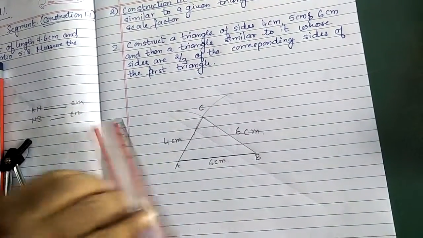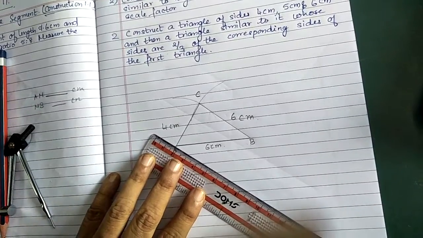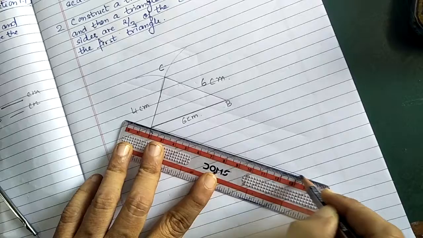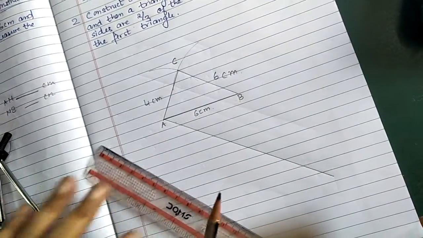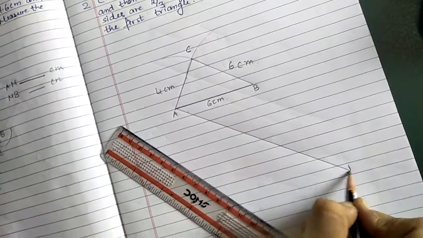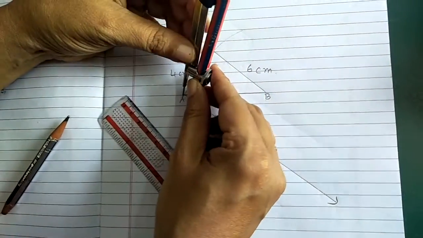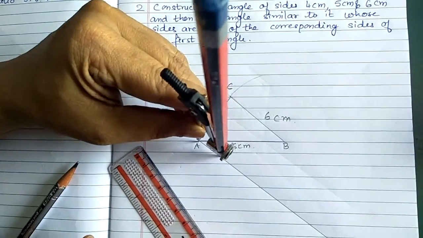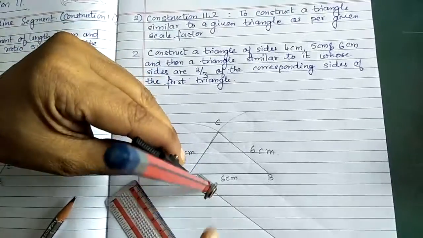Okay, now take any measurement here from this A and draw a line like this. Take this angle as minimum as possible. Okay, now on this ray, take a radius of any measurement, and draw arcs here. Because we have to construct 2 by 3, so we will make 3 arcs here.